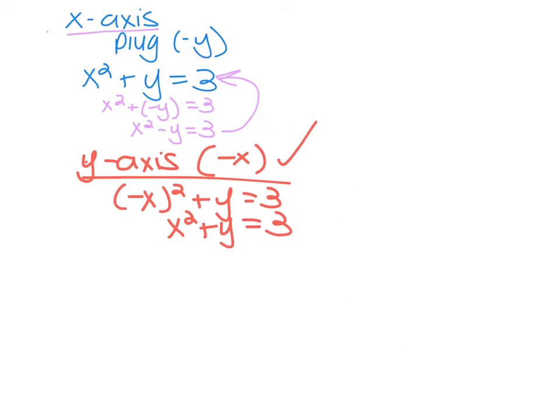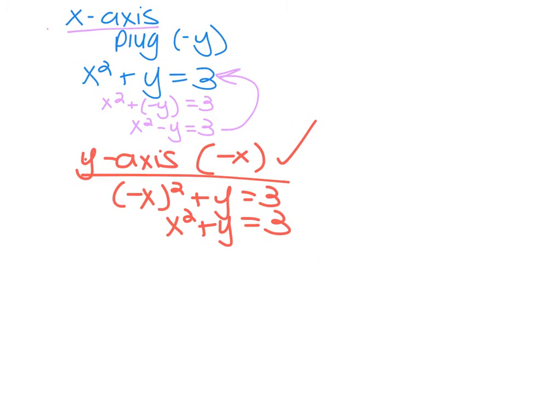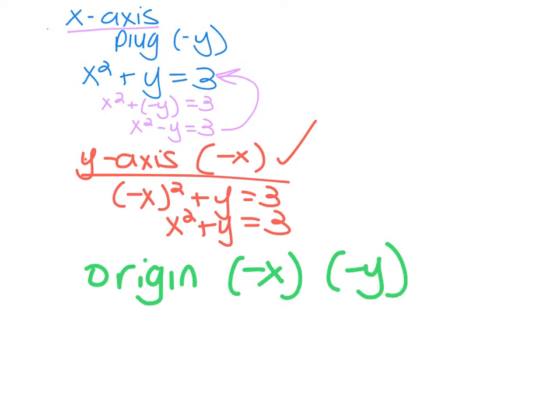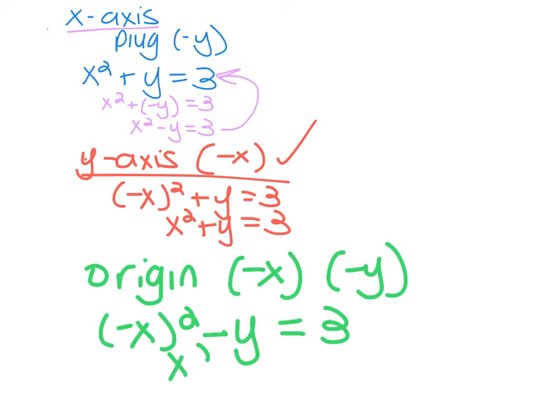And then the origin is last. For that, I plug in a negative x and a negative y. So I'd get negative x squared minus y equals 3. The x doesn't change, the y does, and the 3 doesn't, which means it would not be symmetric to the origin as well.